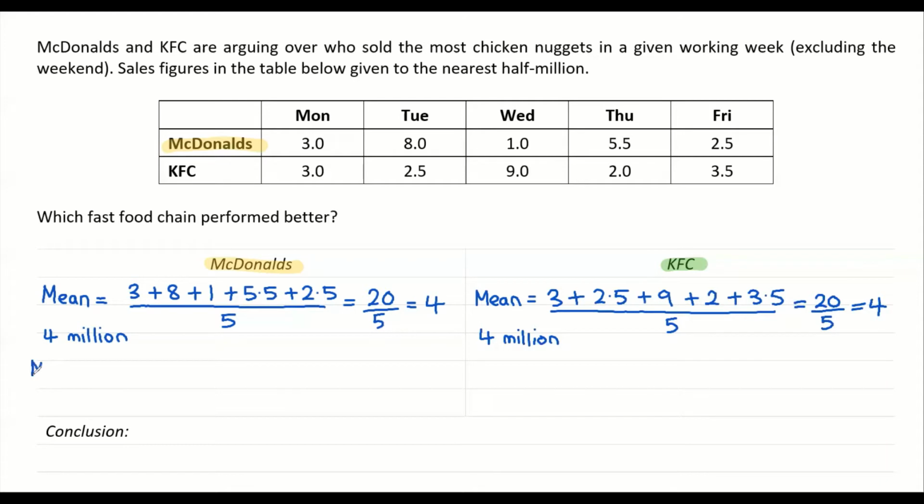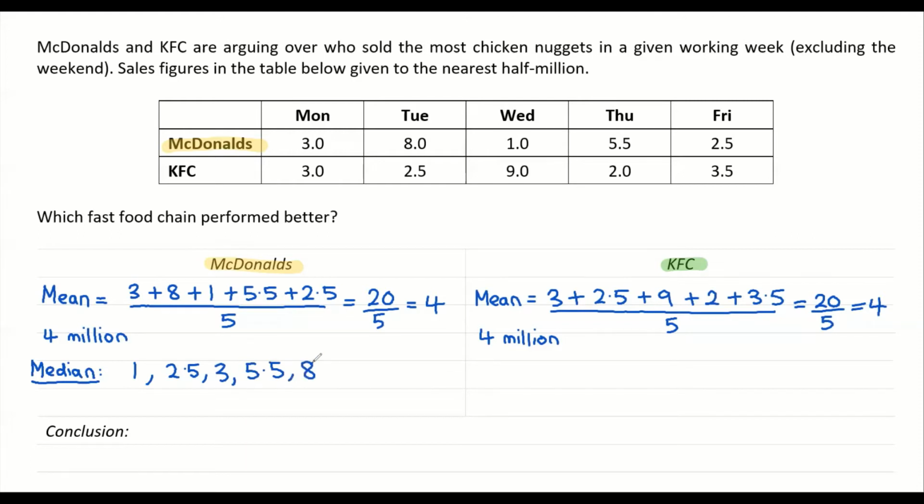Now, for the median, there's a couple of things we need to do here. Firstly, we need to put these numbers in order. So for McDonald's, we're going to start at 1. The next highest number is 2.5, then 3, then 5.5, and then 8.